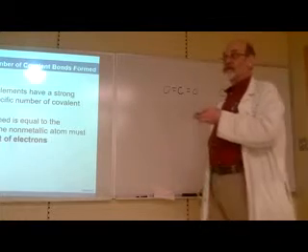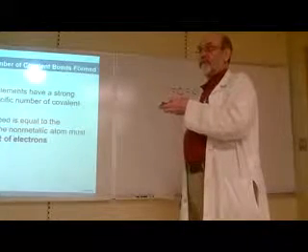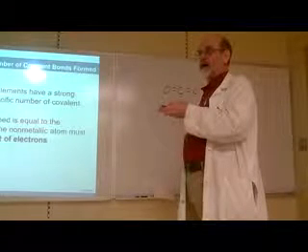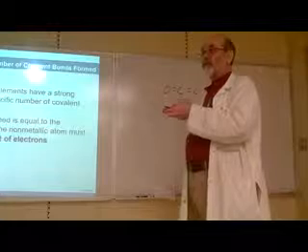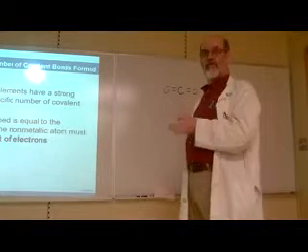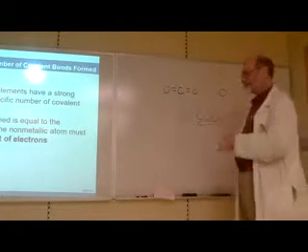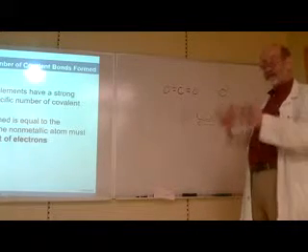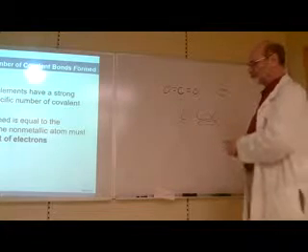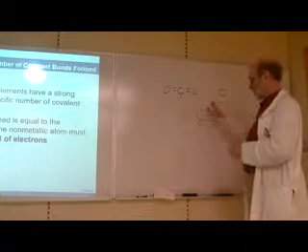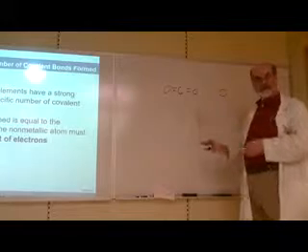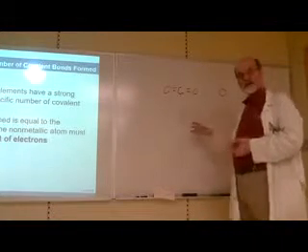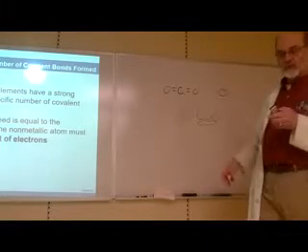Oxygen, in fact, the oxygen family tends toward two covalent bonds, whereas the carbon family tends toward four covalent bonds. Now, it's not chiseled in stone, but it's a starting point, it's a trend. And they do it so that they can complete their octets. It takes four bonds to complete the octet for carbon, whereas oxygen only takes two.